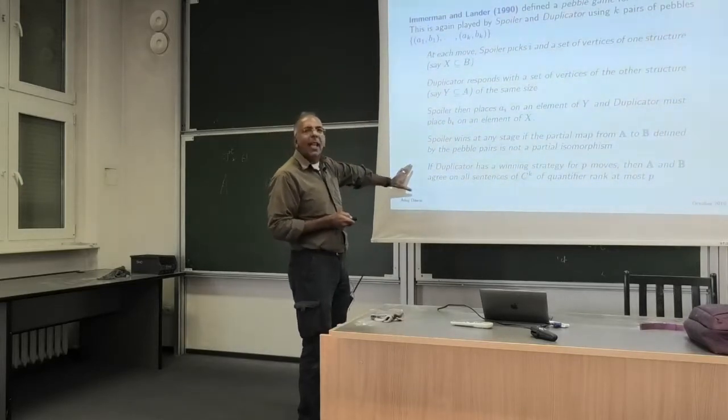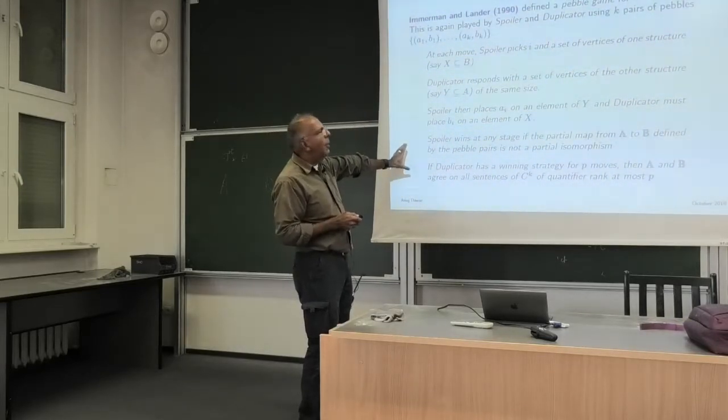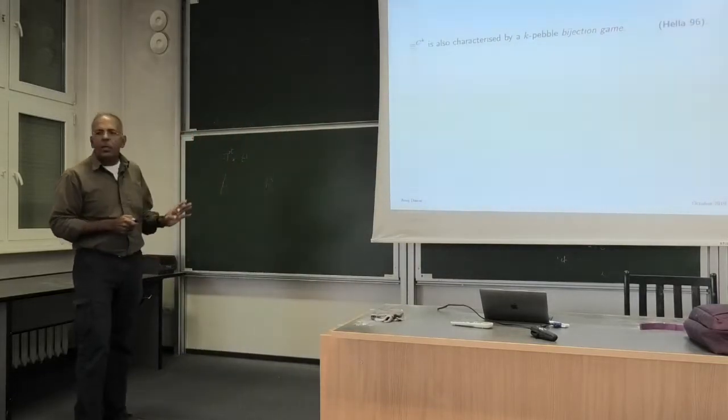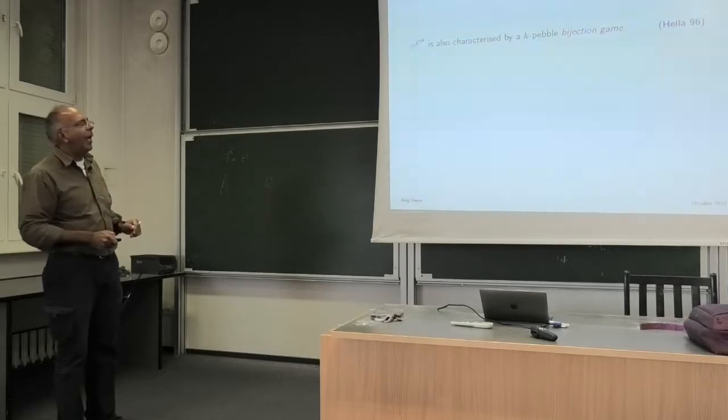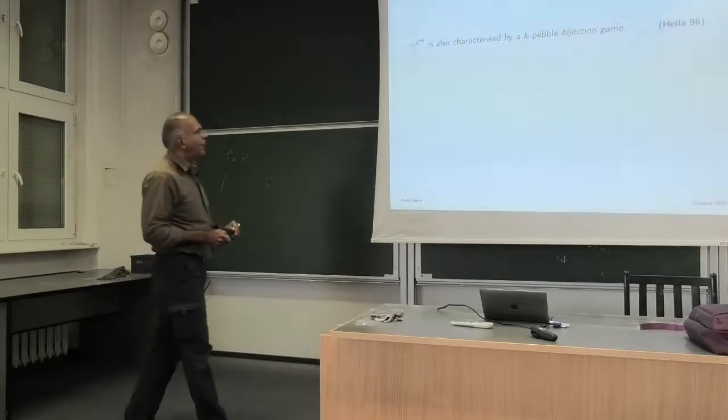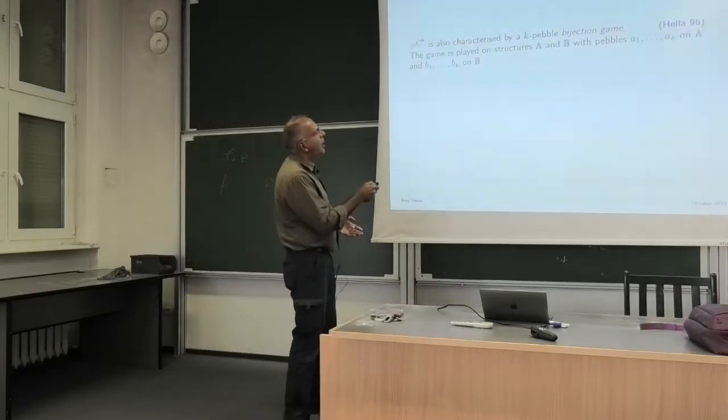okay, so this is actually the version of the game that Cai, Fürer and Immerman originally used, but it's rather easier to describe the construction in terms of an alternative game due to Hella, which is the k-pebble bijection game. This works as follows. So we have a pair of structures.